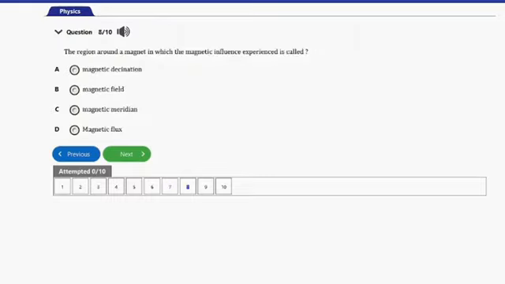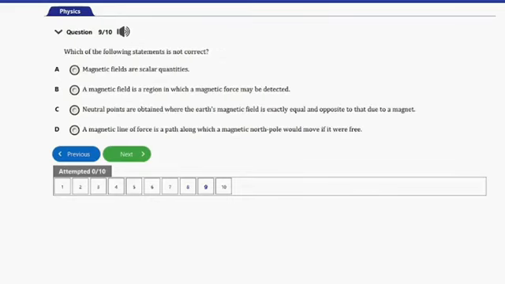So that's question number 8 here. It says, the region around the magnet in which the magnetic influence is experienced is called A, magnetic declination, B, magnetic field, C, magnetic meridian, D, magnetic flux. So guys, the answer to this question is option B here, magnetic field. So let's go ahead and consider the next question, guys. So that's question number 9 here.